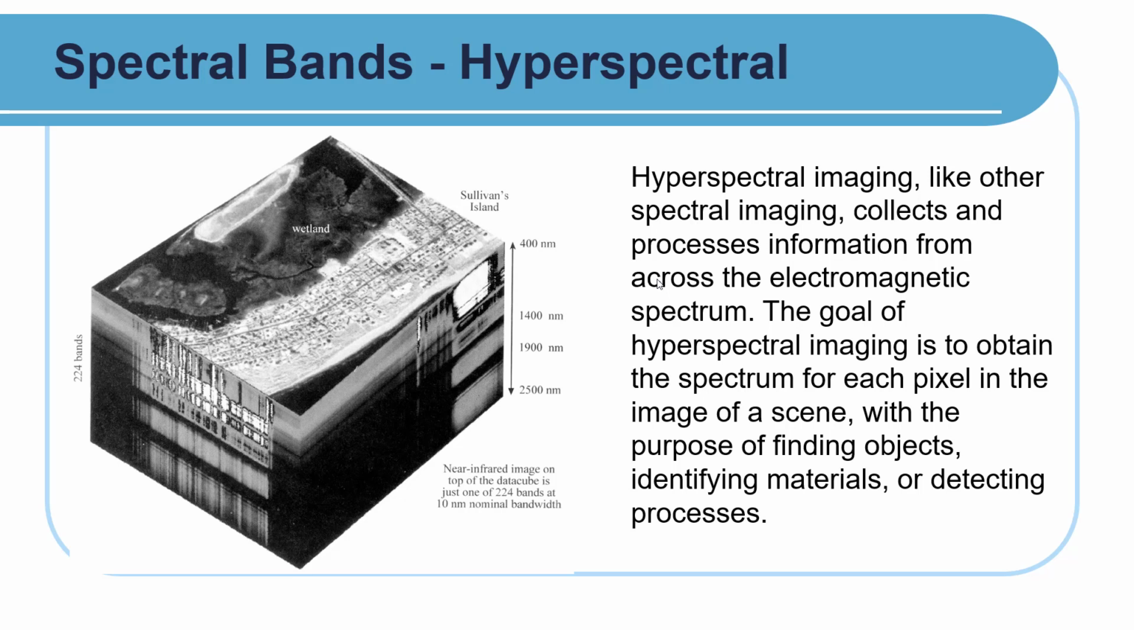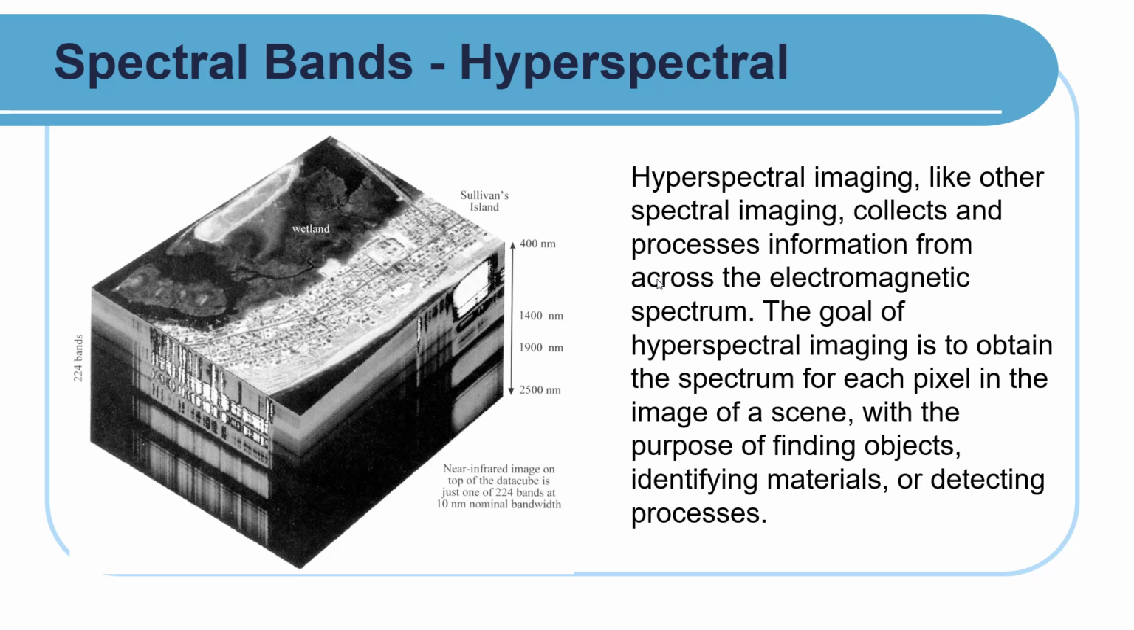So the goal of hyperspectral imaging is to obtain the spectrum for each pixel in the image of a scene, and the ultimate purpose is to find objects or identify materials or detect processes. So with objects, can you see some objects in this image? You can, wetland is labeled, but you can also see that there are roads, there are urban areas, there are trees, there's a sandbar at the top of the image.